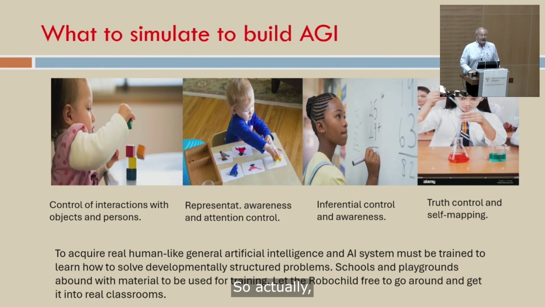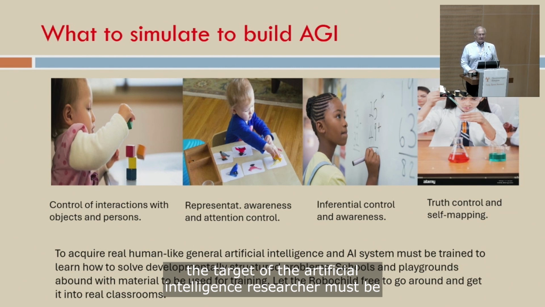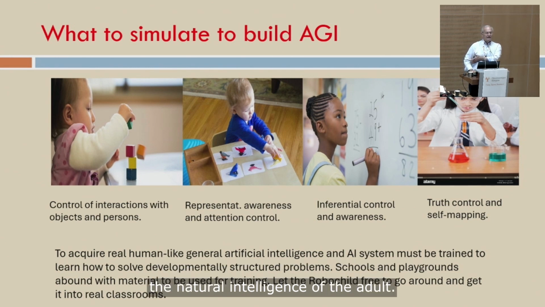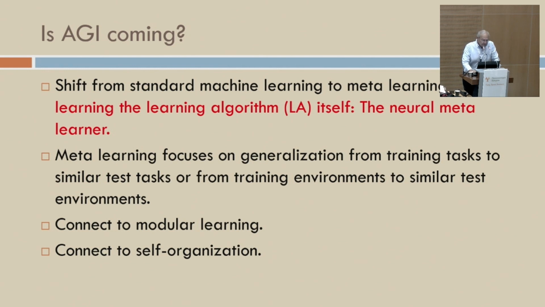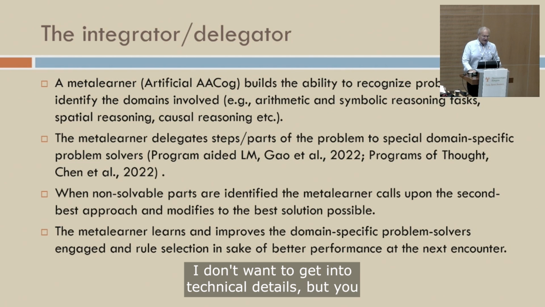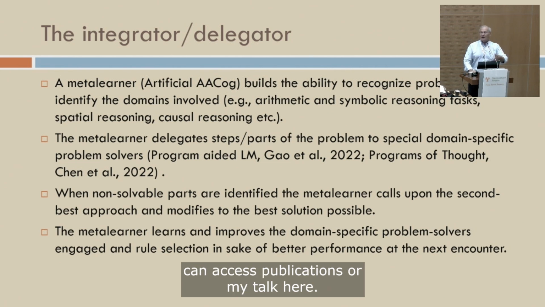So, actually, the target of the artificial intelligence researcher must be the development of natural human intelligence, following the steps that we know lead to the natural intelligence of the adult. So I think it's coming. I don't want to get into technical details, but you can access publications or my talk here.